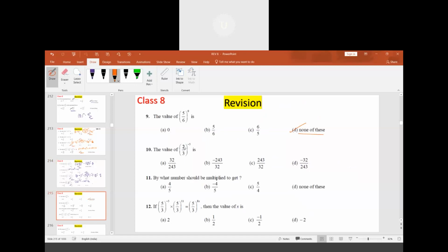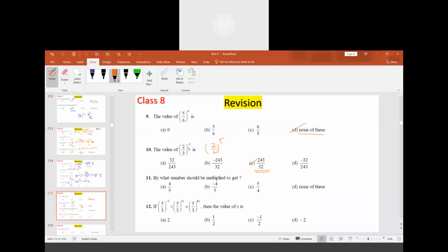Here is a reciprocal. This becomes 3 by 2 to the power 5, which is 243 by 32. Option C? The power is negative, so it becomes reciprocal.